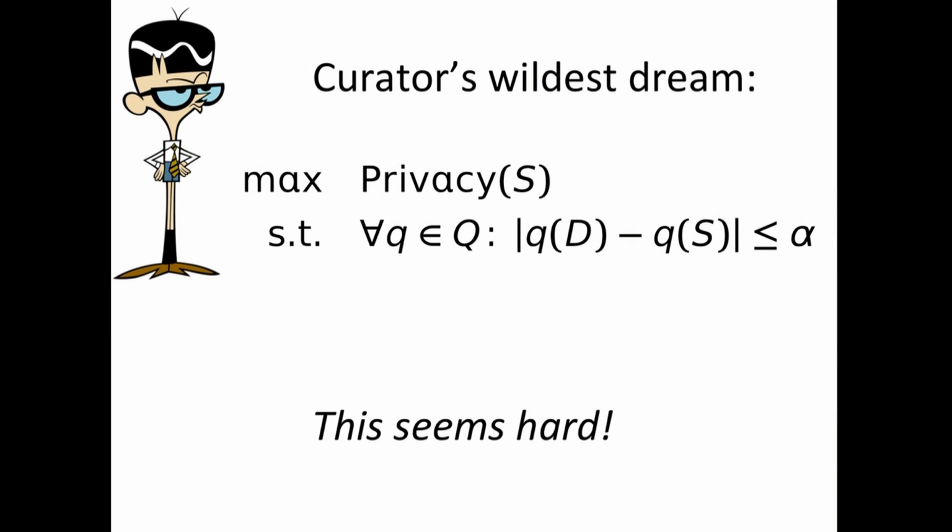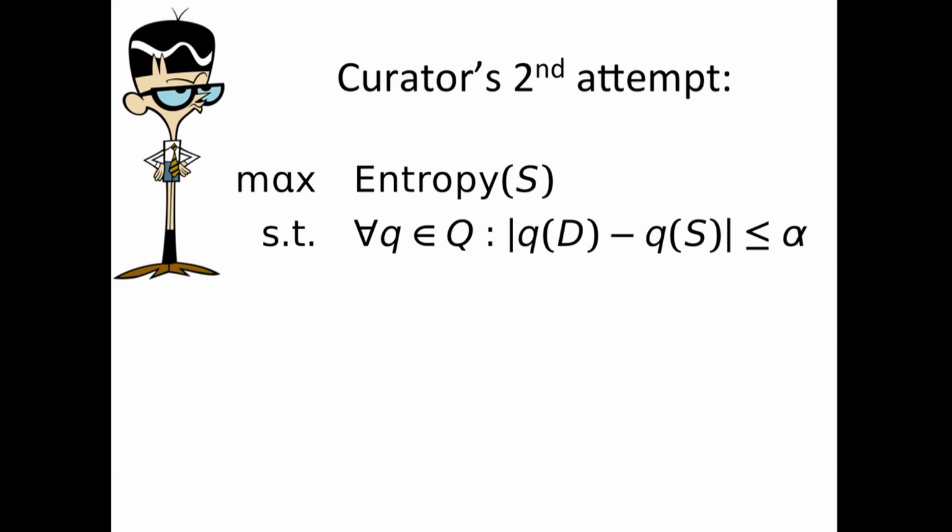So I want to propose to try out something easier just for fun. And let's do this. Let's replace privacy by entropy. Let's instead maximize over the set of all distributions over the universe. So S is now a distribution over the universe, just like a data set. So it has the same type as a data set. And let's try to maximize the entropy of that distribution subject to the accuracy constraint.